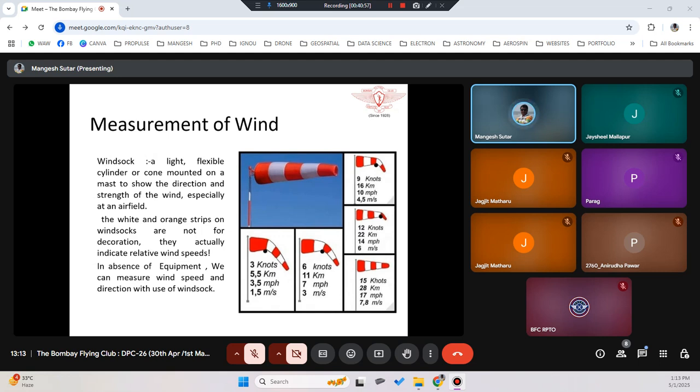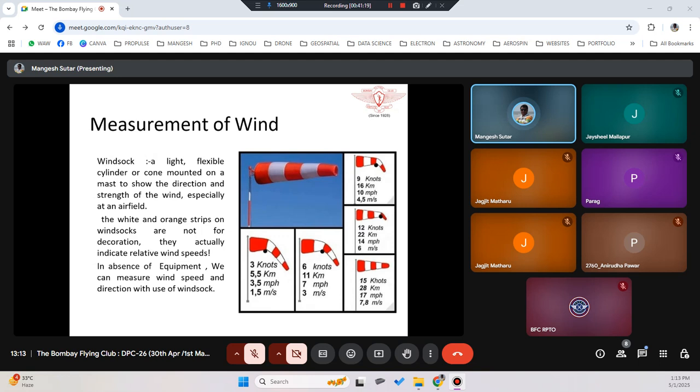Any questions on the windsock? It is always a multiple of 3. First section, 3; second section, multiply by 2, so 3 into 2 is 6. Third is 3 into 3, 9 knots. Fourth is 4 threes are 12, so 12 knots. Last, all 5 are horizontal, that means it is 5 into 3, that is 15 knots of wind flowing.